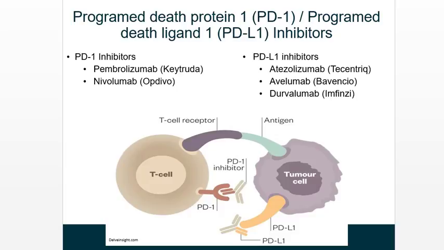A fun way to remember the mechanism of CTLA-4 inhibitors and PD-1 or PDL1 inhibitors is to think of it as a game of hide and seek, where CTLA-4 inhibitors are going to increase the number of seekers, whereas PD-1 and PDL1 inhibitors are going to prevent any good hiding places. So you're going to have more seekers, less good hiding, so it's going to be an easier game of hide and seek.